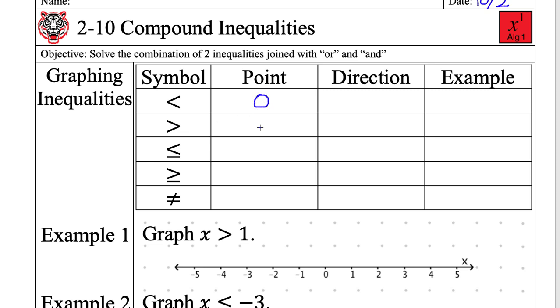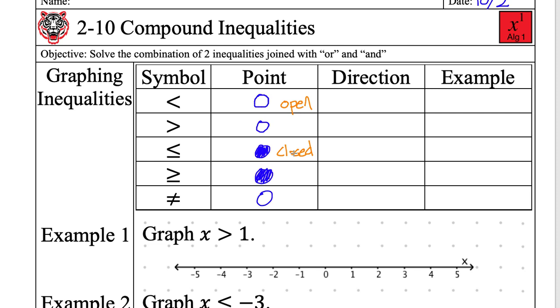If it's greater than and not equal to, it's an open point. If it's less than or equal to, it's a filled in point, so a closed point. And if it's greater than or equal to, it's a closed point. And if it's not equal to, it's an open point. So notice the pattern here. If you ever have an equal sign, then you can be equal to that point. But if you say I can never be equal to it, then there's an open point. You don't have to know this, but this is called open, and this is called closed.